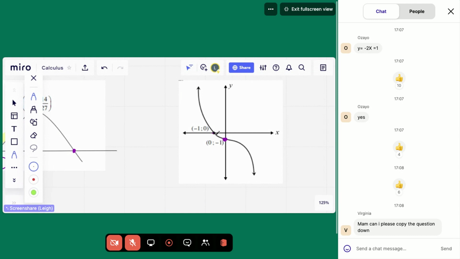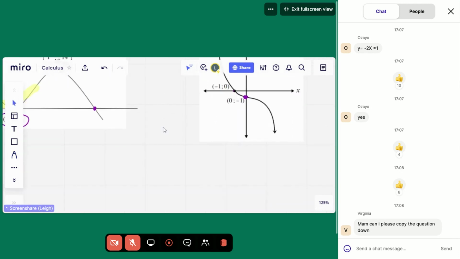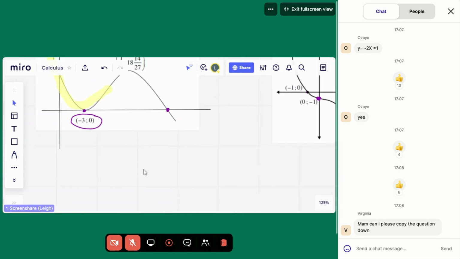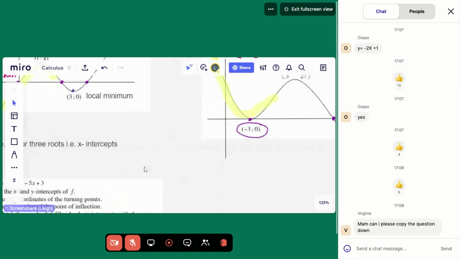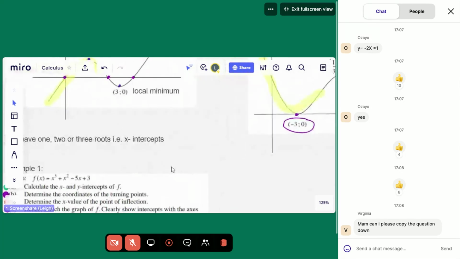All right, so they could be 1, they could be 2, or they could be 3. But most of the time, you'll be working with cubic functions when there are 2 or 3 of them. Okay, is everybody happy with that?